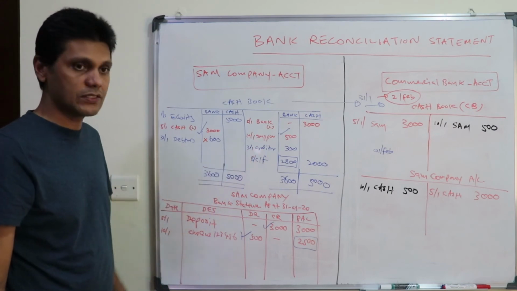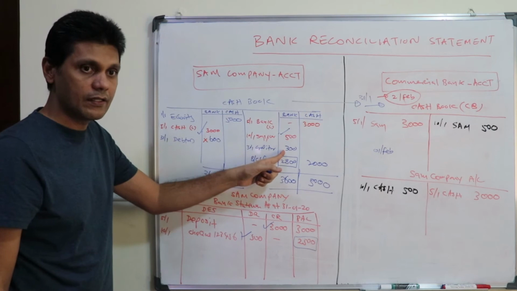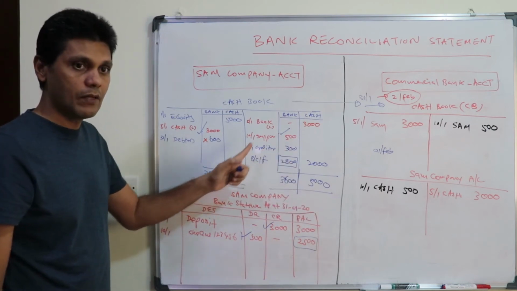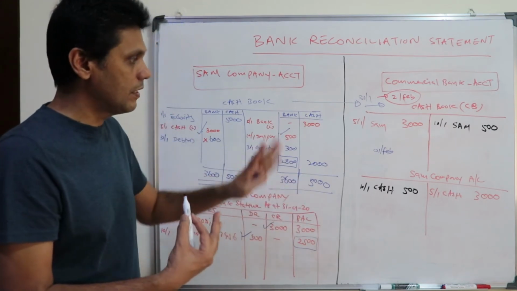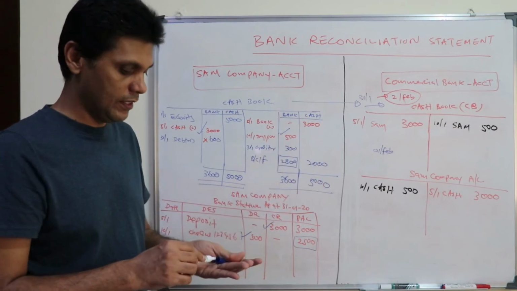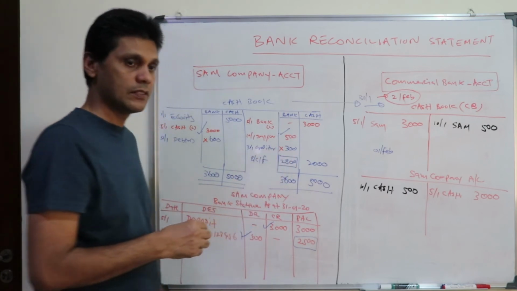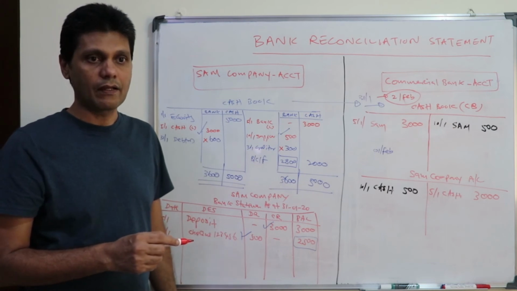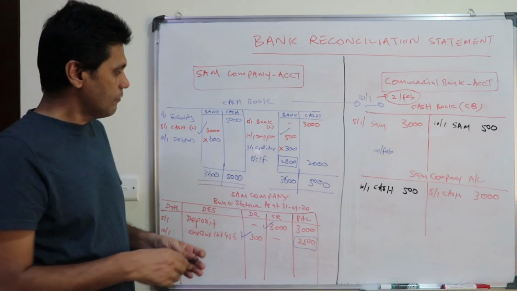Then the second transaction, creditors. We issued a check worth 300. Has it been presented to the bank? We issued on 31st, but he has gone to the bank for this story purpose. Let's assume 1st February. So therefore it has not gone to the bank. Okay. There is another difference we found out. What is the difference? We issued a check but not presented to the bank.